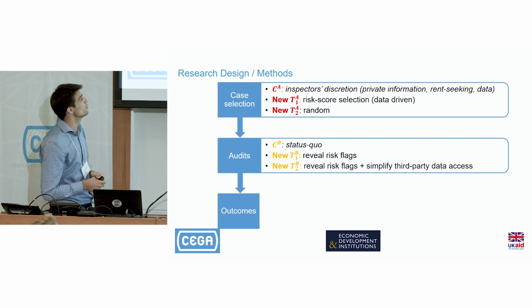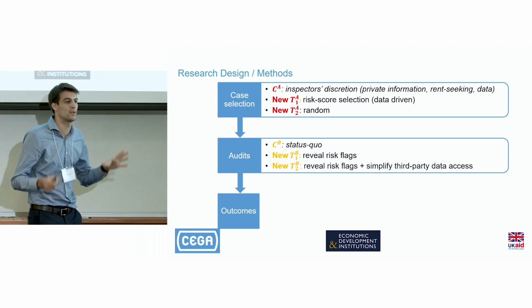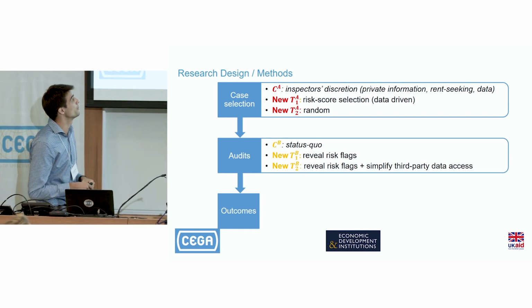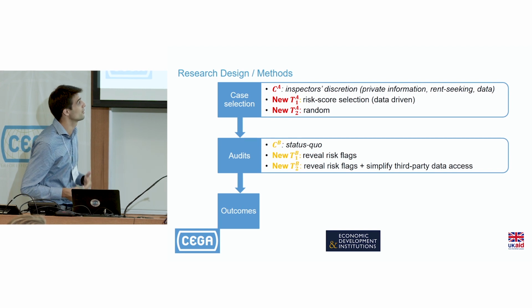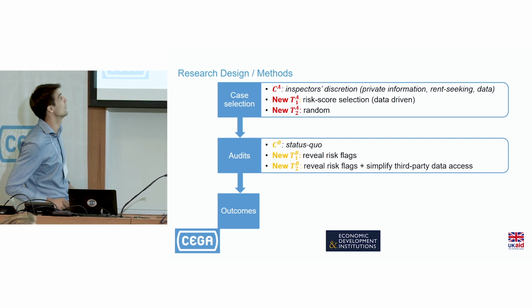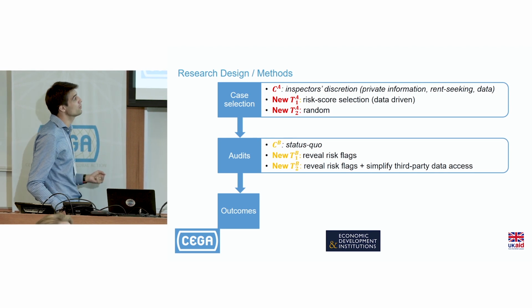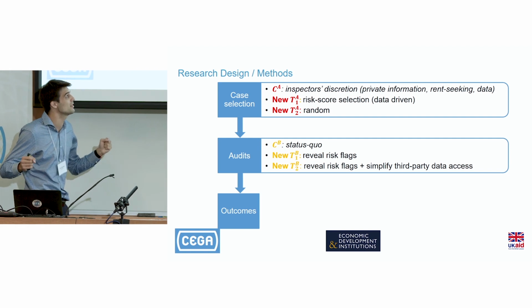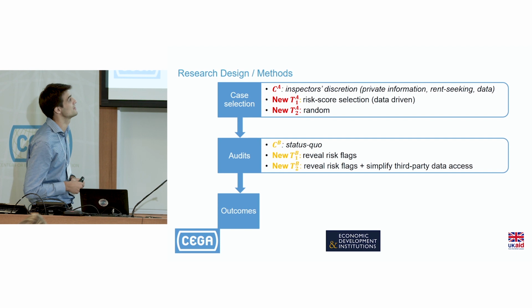And then in the first treatment, we reveal for each firm selected what are the risk flags that the risk score would have told about this firm. Okay, so for example, this firm, when we compare the customs data to the corporate income tax, seems to have a lot of exports, so it's declaring very low revenue. In the second treatment, we reveal the risk flags, but we also give each inspector access to a simple Excel spreadsheet that has all the merged data from all the different sources, accessible in a very simple format.